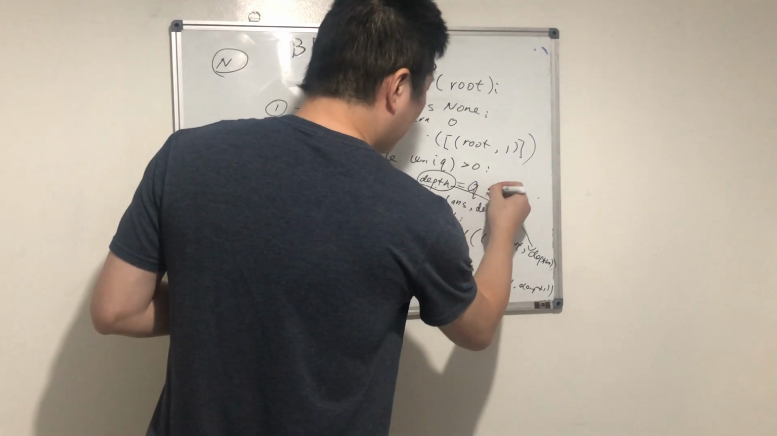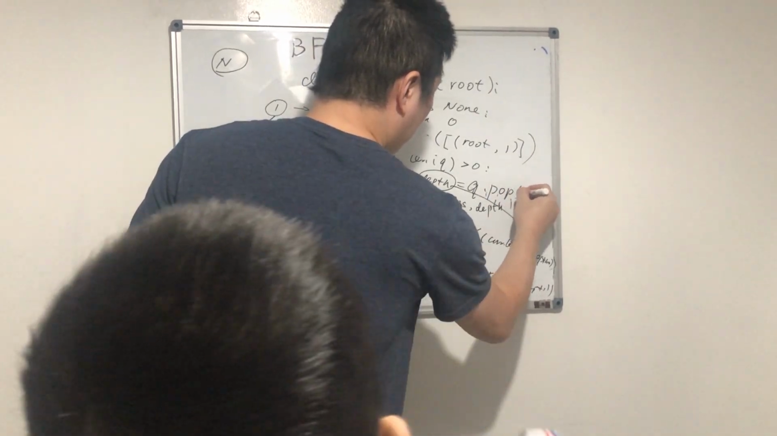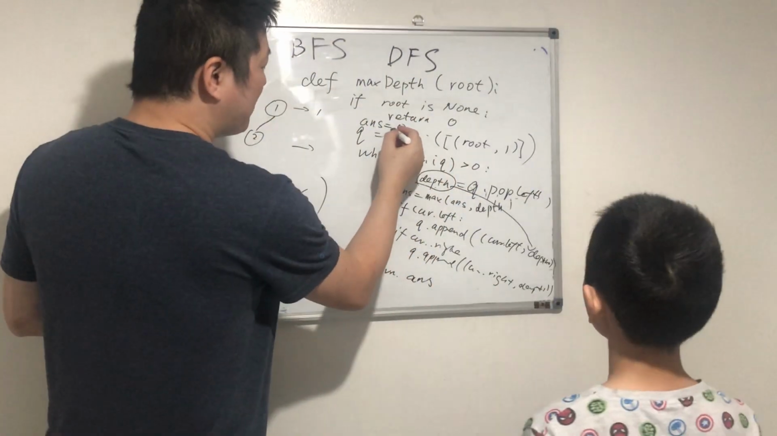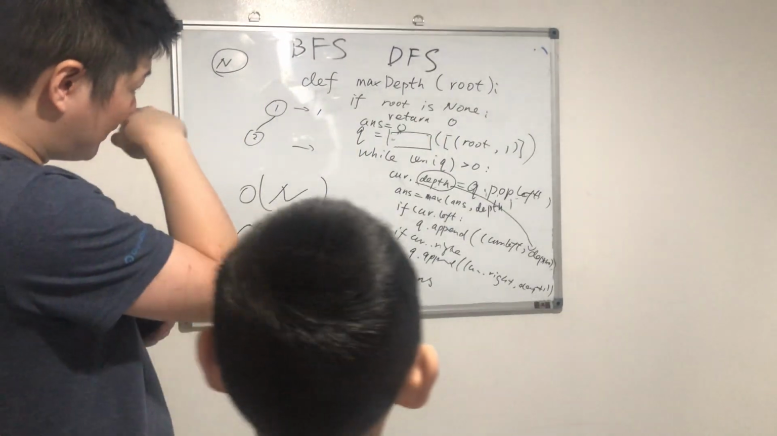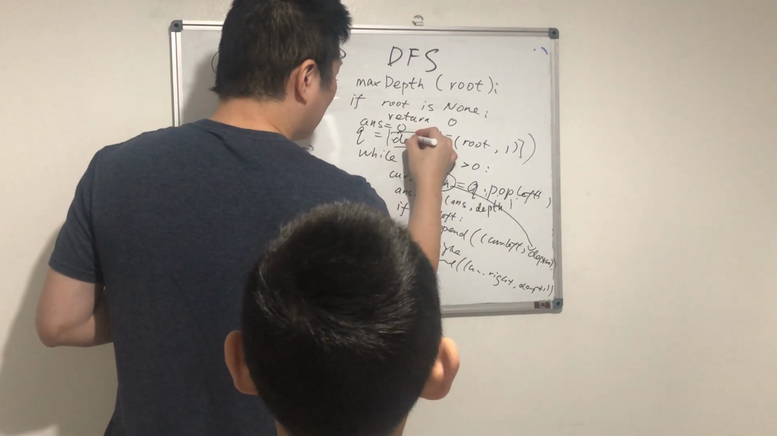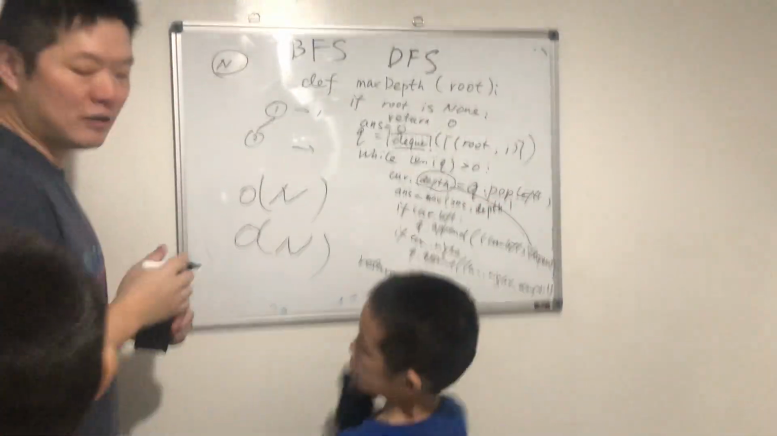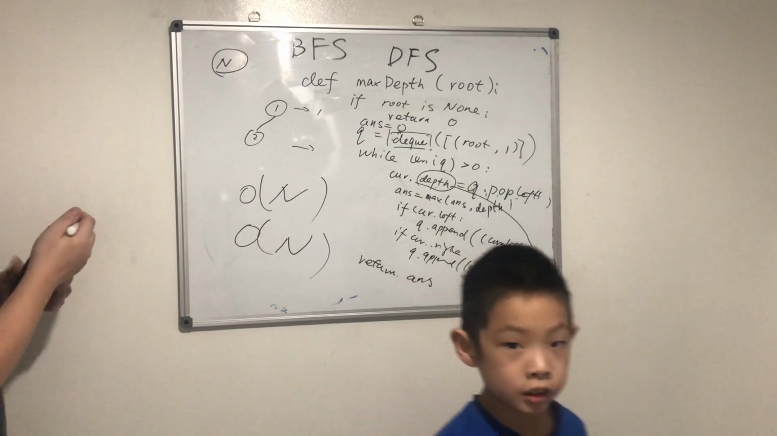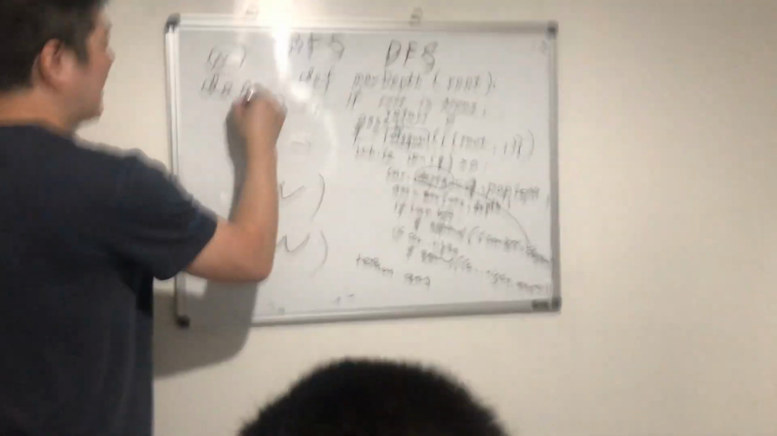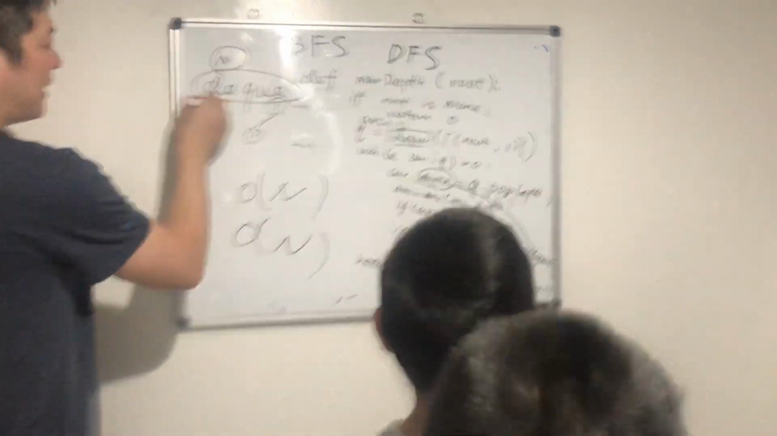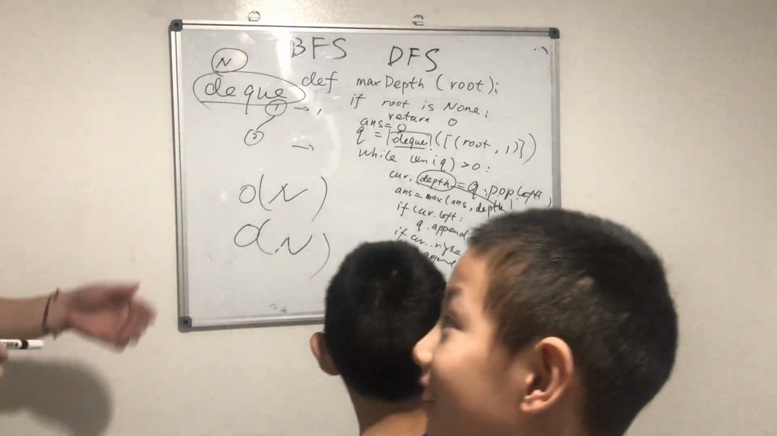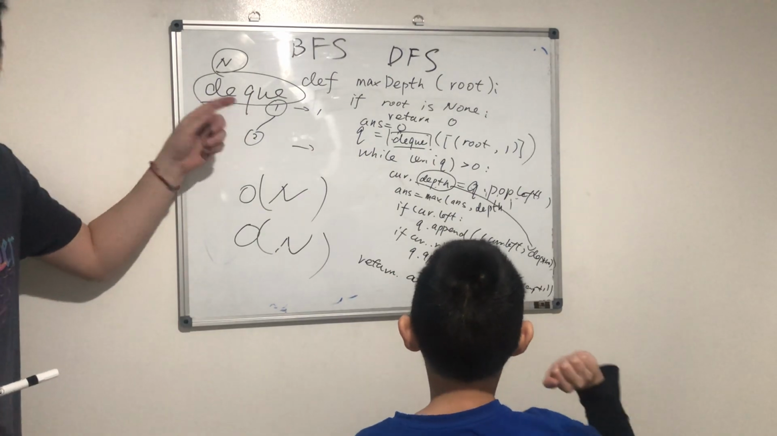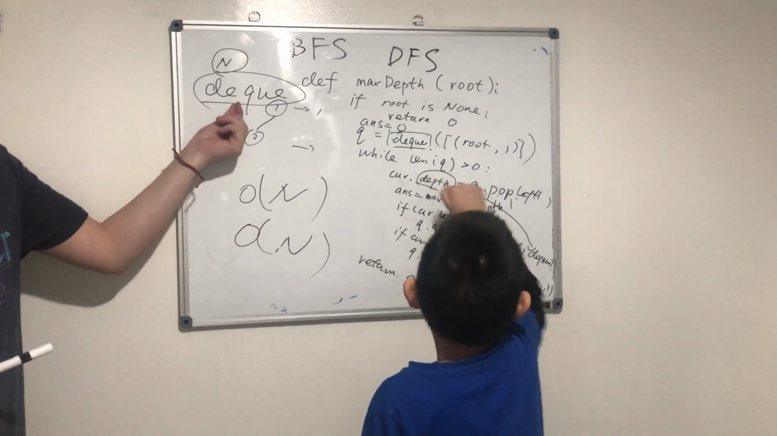Turn around. Okay, q dot what? Pop left. And what did I put here? D-Q. What does D-Q mean? We talked about this before, you forgot. It's a kind of queue, but it's D-E. Double, double queue.